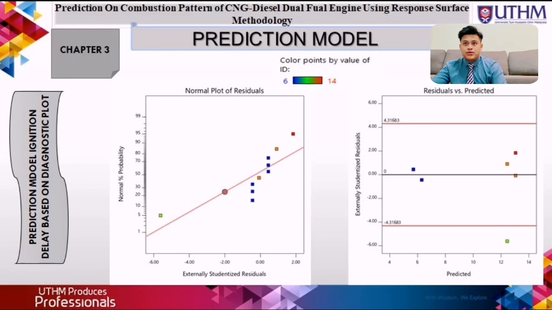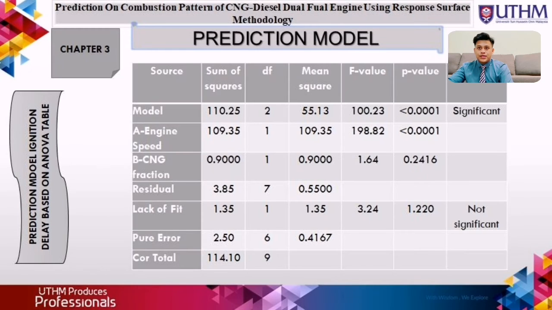This is the second response, which is ignition delay. This is the diagnostic plot for the ignition delay model. As we can see, the diagnostic plot is the same as the peak pressure model. The second prediction is based on the ANOVA table. From the table, we can see the model F value of 100.23 implies the model is significant. The predicted R squared of 0.9225 is in reasonable agreement with the adjusted R squared of 0.9566. The difference is less than 0.2. Adequate precision for the ignition delay model is 18.094, which indicates an adequate signal. This model can be used to navigate the design space.